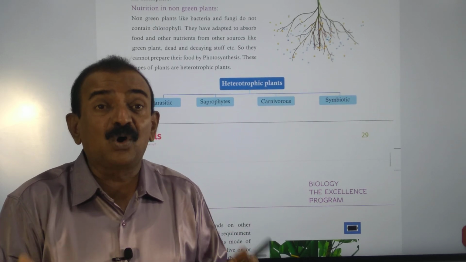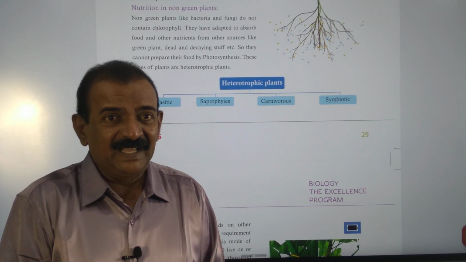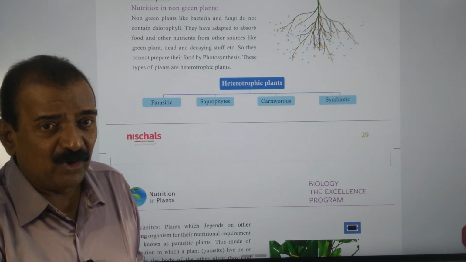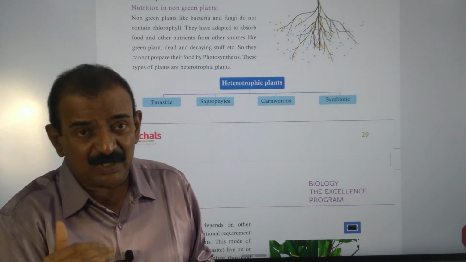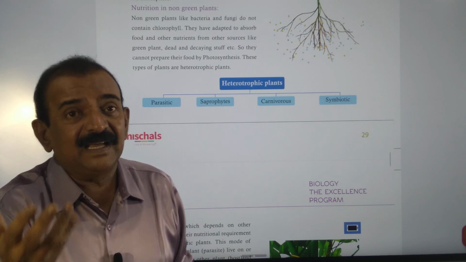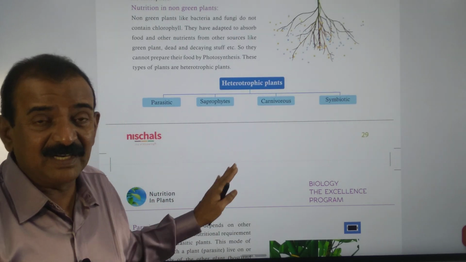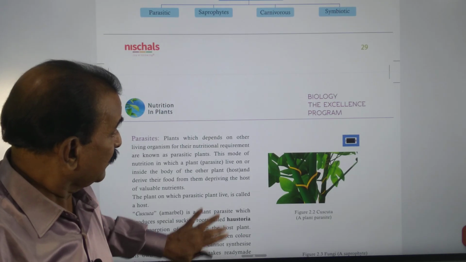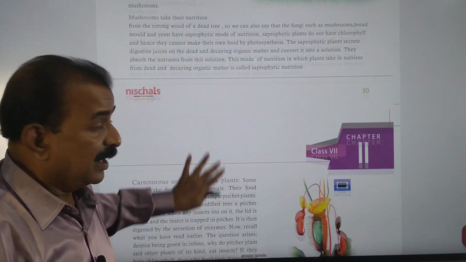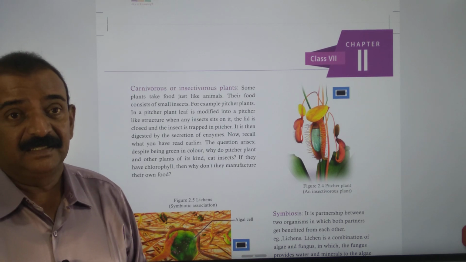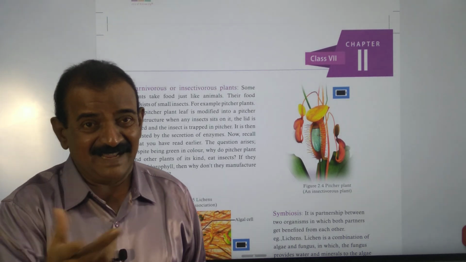And we also discussed saprophytic nutrition, for example mushrooms. They grow on dead and decaying matter, they digest the food outside the body, and they absorb the solution through their body surface. That type of nutrition is called saprophytic nutrition. And we also discussed insectivorous plants, carnivorous plants like Nepenthes.